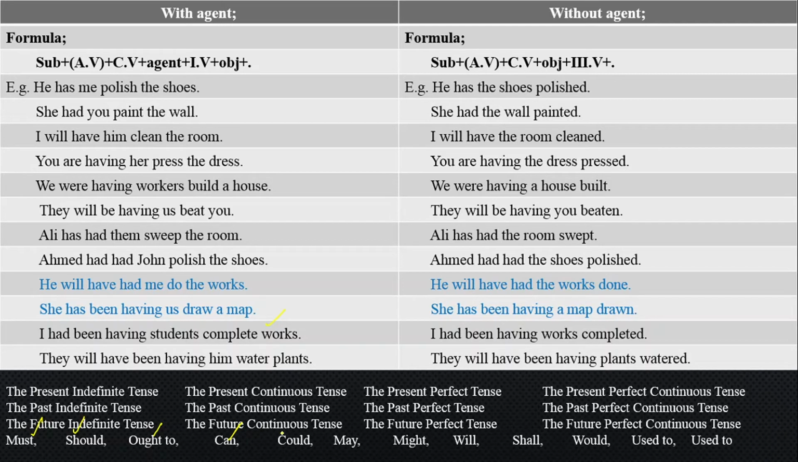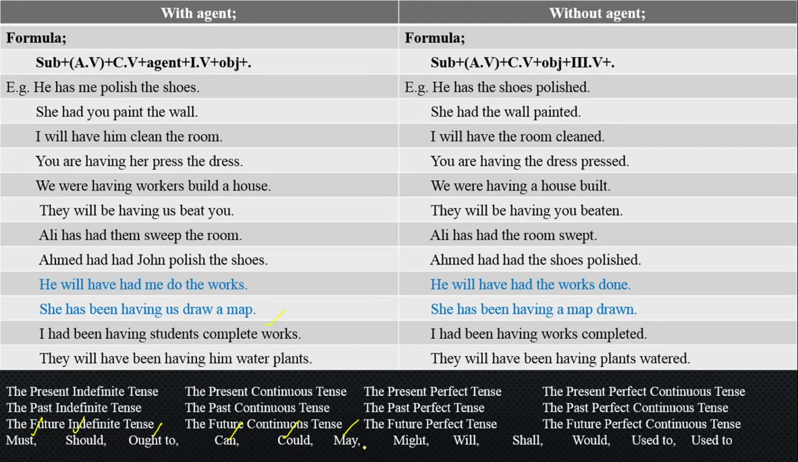I could have students complete works. I could not have students complete works. Could I have students complete works? Could I not have students complete works? Couldn't I have students complete works? I may have students complete works. I may not have students complete works. May I have students complete works? May I not have students complete works? Mayn't I have students complete works?